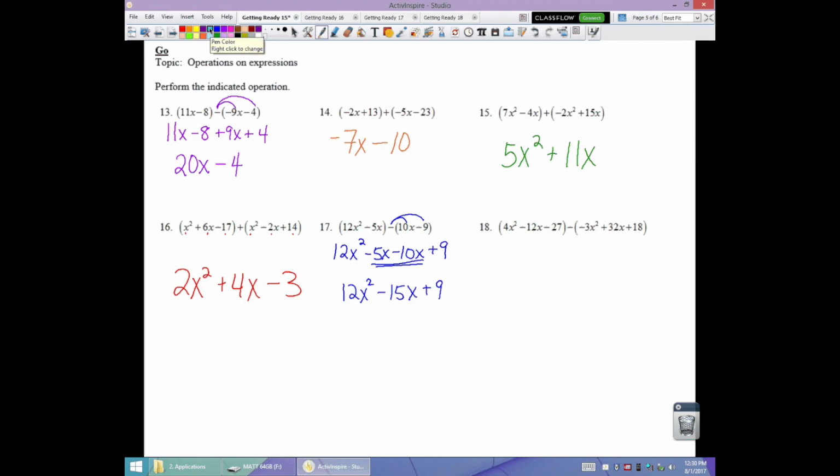And one more subtraction problem at 18. Distribute the negative again. So rewrite as 4x squared minus 12x minus 27. Turn that into plus 3x squared minus 32x and minus 18. Right? To combine like terms, 4x squared and 3x squared is 7x squared. Negative 12x and negative 32x is negative 44x. And then negative 27 and negative 18 is negative 45.